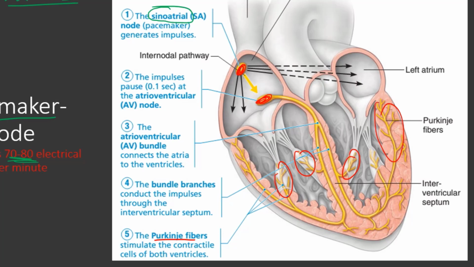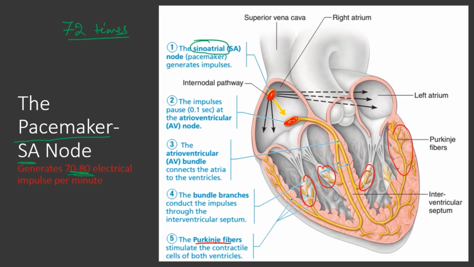So what happens is, it is not that all four chambers contract at the same time. Rather, it is the auricle that contracts, and after a 0.1 second delay, then the ventricle is going to contract, and that is going to ensure that the blood is going to come in and go out from the heart in a proper manner.